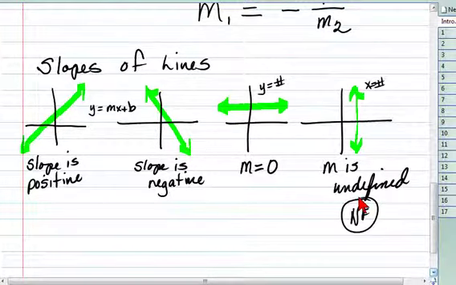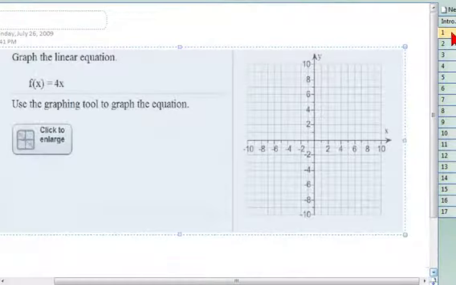Okay, I believe that is everything you ever wanted to know about and more about slopes of lines. So now let's look at what MathLab wants to ask you. Question number 1. And I will just make sure that I allot enough time to go into my MathLab and show you how to use the graphing tool for those of you who have never done it before.